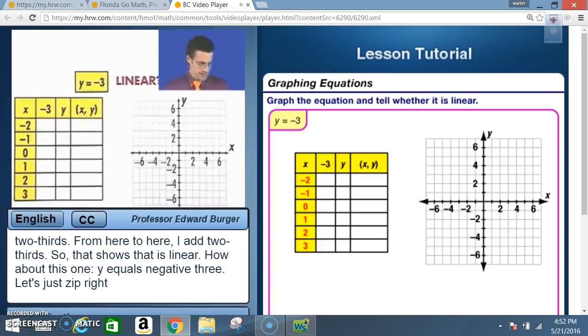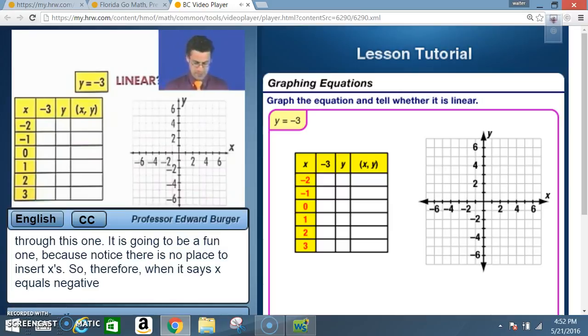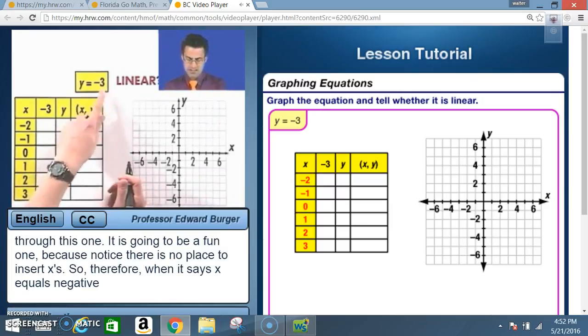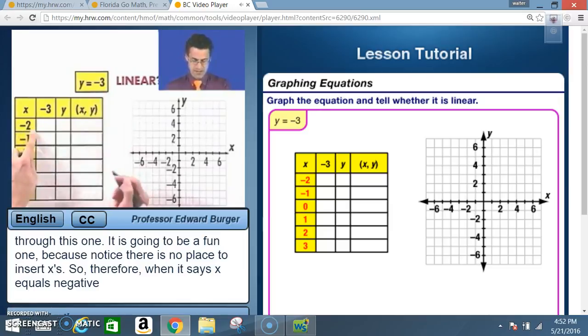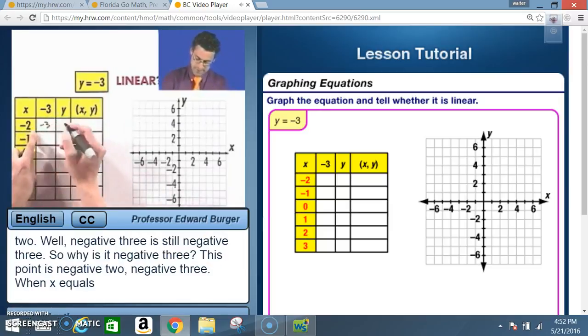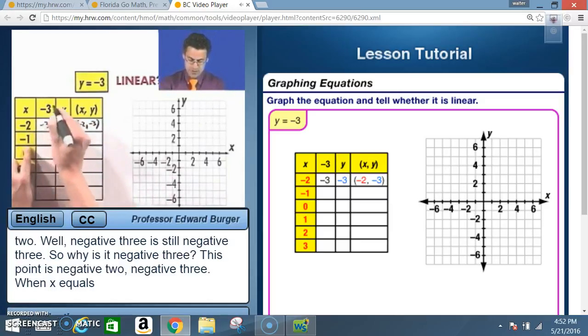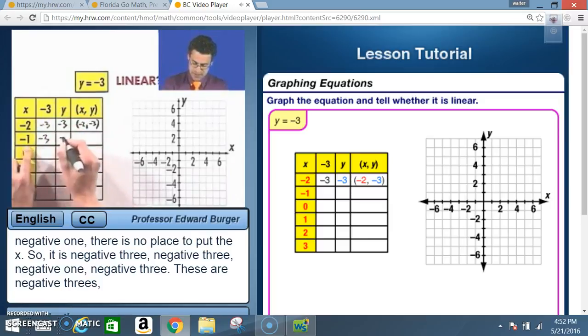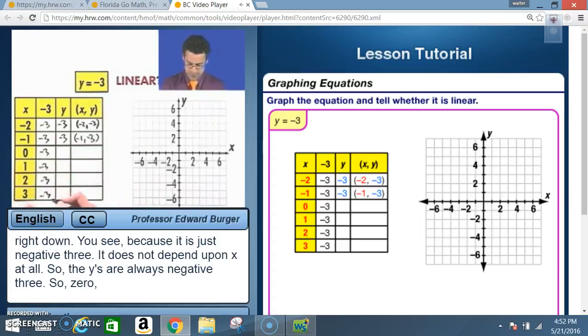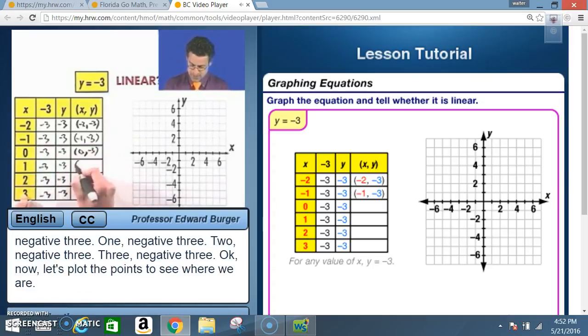y equals negative 3. Let's just zip through this one. This is going to be a real fun one, because there's no place to insert x's, notice. So when it says x equals negative 2, well, negative 3 is still negative 3. So y is negative 3. This point is negative 2, negative 3. When x equals negative 1, there's no place to put the x, so it's just negative 1, negative 3. These are negative 3's right down the line, because it doesn't depend upon x at all. So the y's are always negative 3. So 0, negative 3; 1, negative 3; 2, negative 3; 3, negative 3.